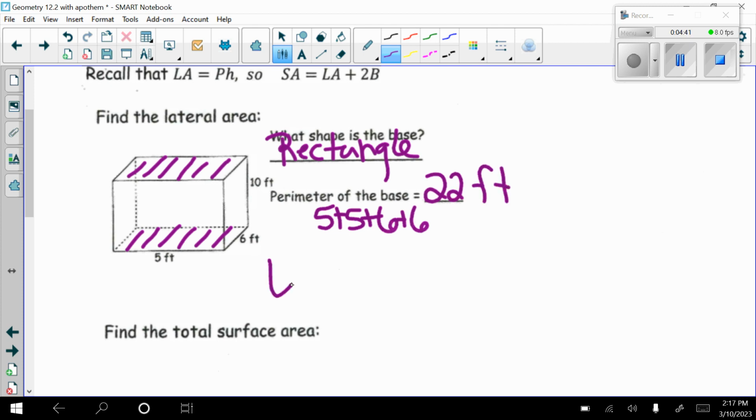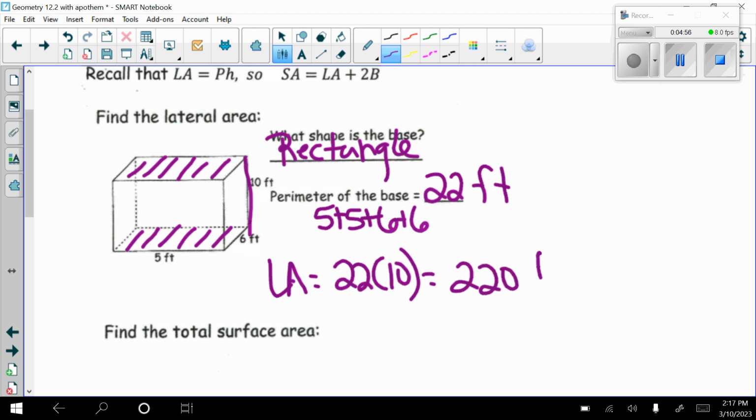So then the lateral area, our formula says it is the perimeter times the height. So my perimeter is 22. The height here is this 10. So 22 times 10 is 220. My units were feet. Remember, anytime we find area, our units are squared. So the lateral area is 220 square feet.